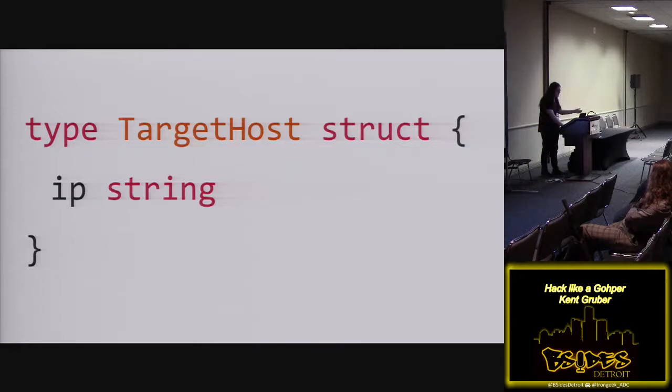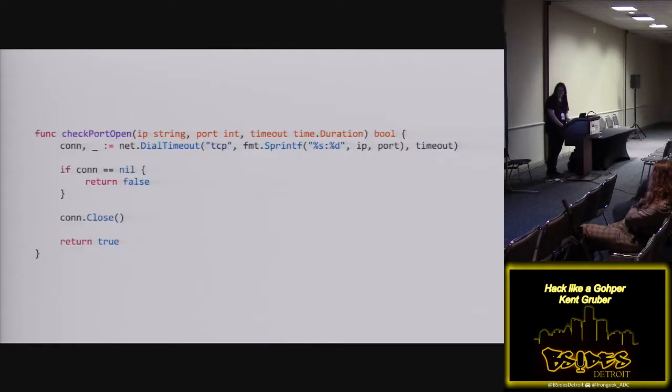But basically, we have a target host, and all it basically contains is the IP address. Now, you could obviously just have this be a string, though I'm just trying to show you structs are relatively simple to construct, and that's just fun. Anyway, so an IP is a string, and then I'm going to create another function where I'm going to check if there's an open port.